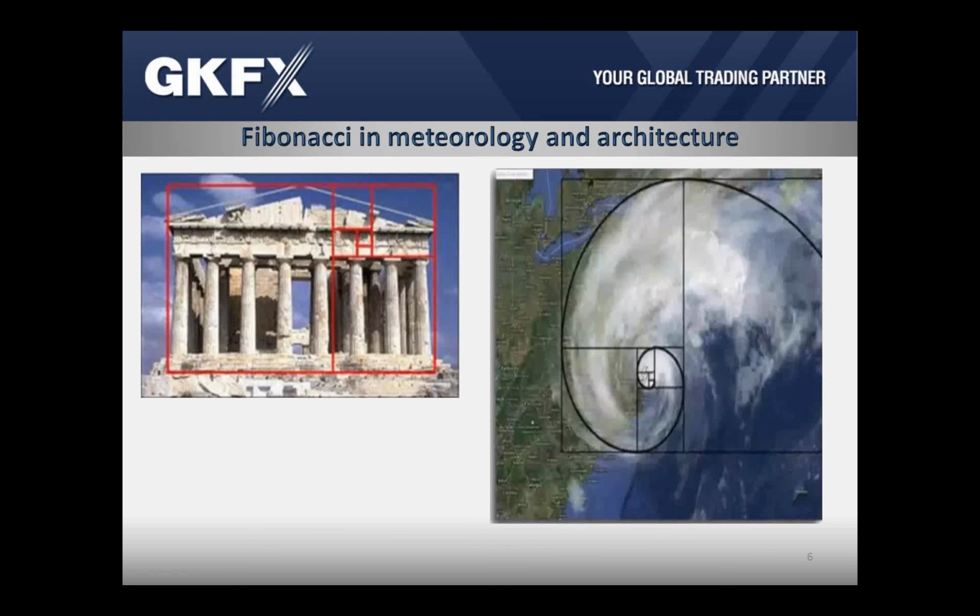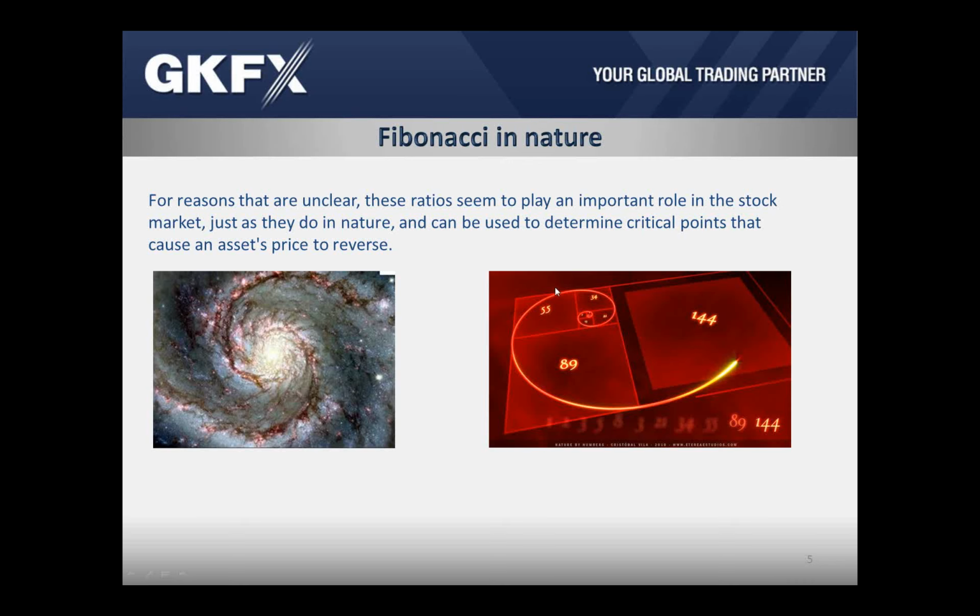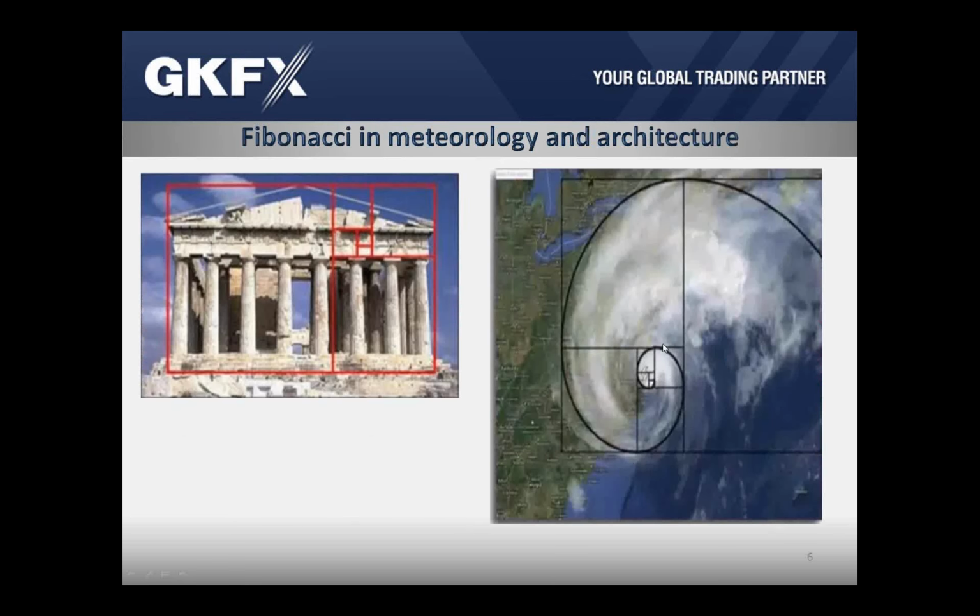And on the right, this is a picture from the US coast. And as you can see, this cyclone, no, it was a typhoon or a cyclone, anyway, it's forming exactly the same circle as Fibonacci. Exactly the same. So Fibonacci can be used for meteorology purposes as well. So architecture, nature, meteorology, and trading as well. And that's why it's so interesting.